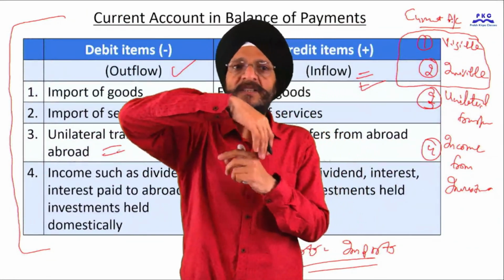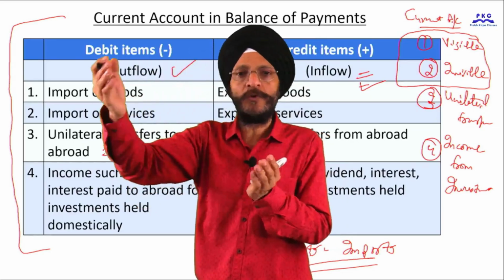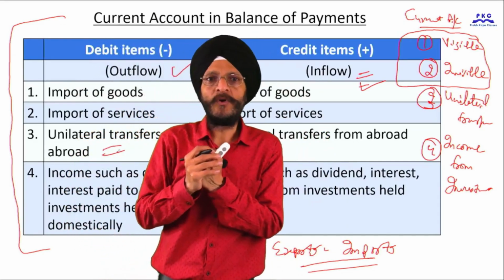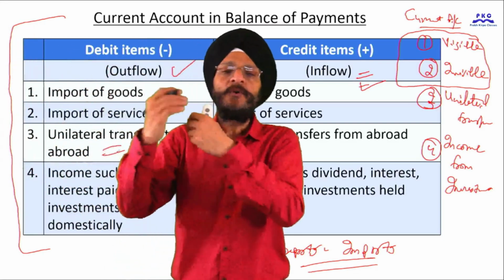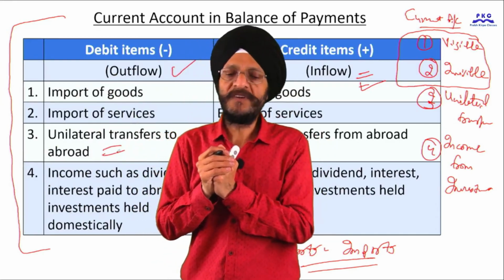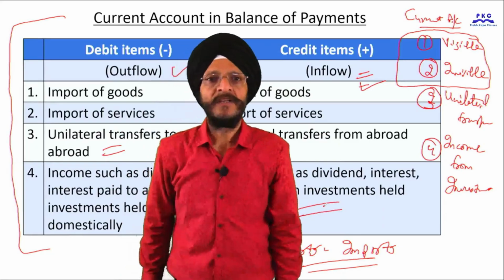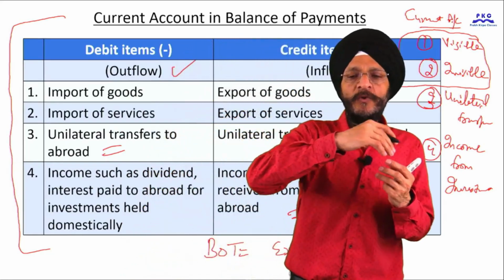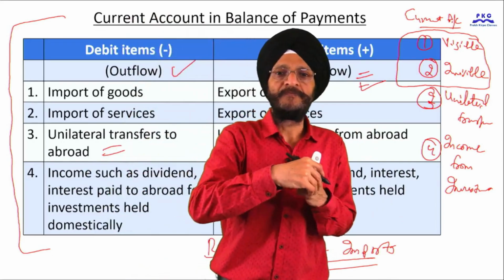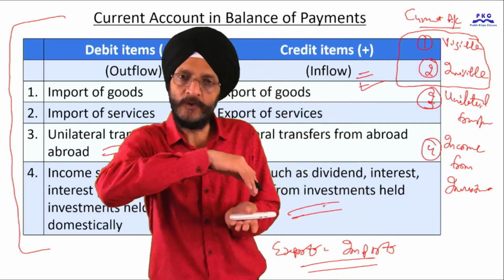When we receive unilateral transfers from abroad, it is recorded on the credit side because foreign exchange comes into our country. When we receive income on investments in the shape of dividend, interest, etc., there is inflow, so they are recorded on credit side. And if we make payments, or the foreigners receive payments for their investments in the shape of interest, dividend, profit, then it is recorded on debit side because there is outflow.